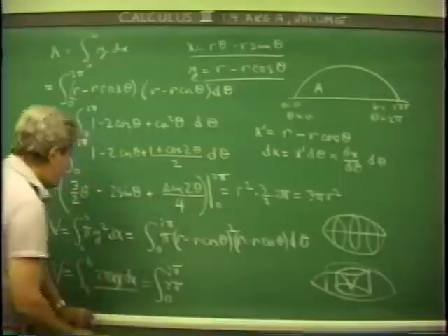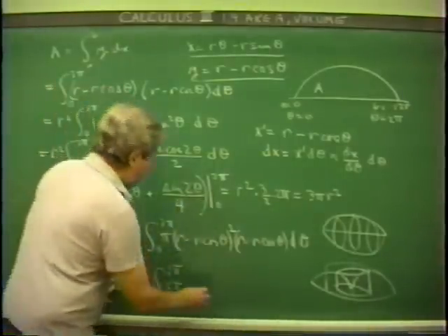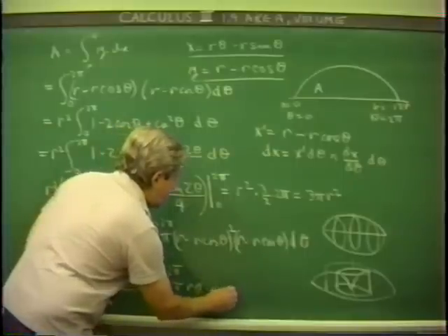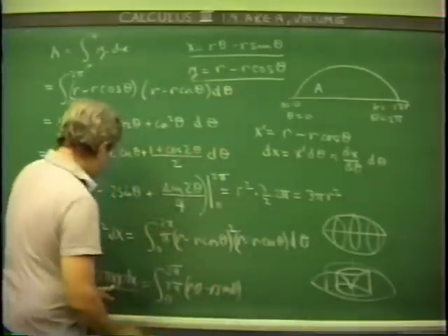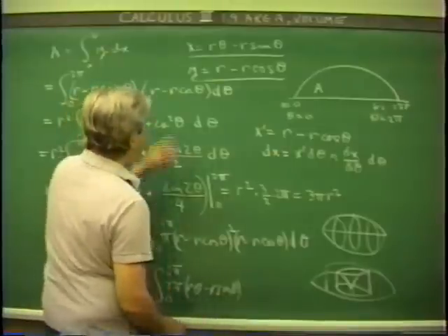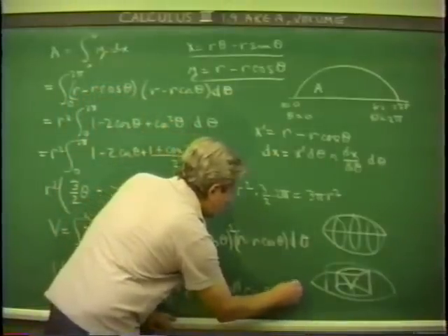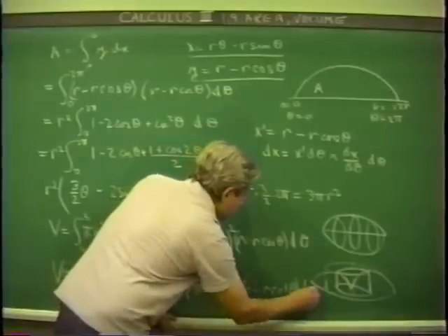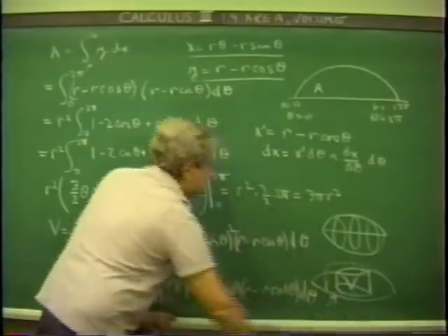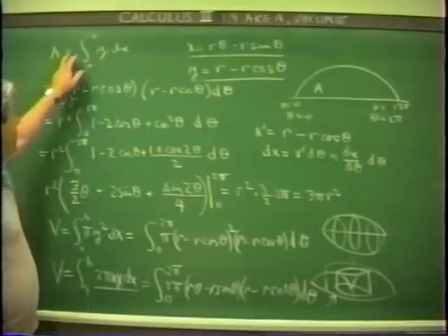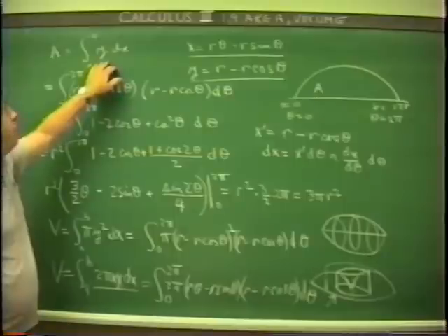And so this is going to be equal to 2 pi, and we make this change of variable. And it'll go from 0 to 2 pi. We've got 2 pi. X was r theta minus r sine theta. Y is r minus r cosine theta. Integrate this d theta, and it will give us that volume.